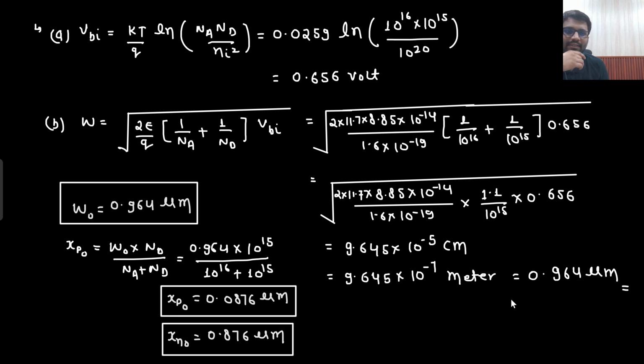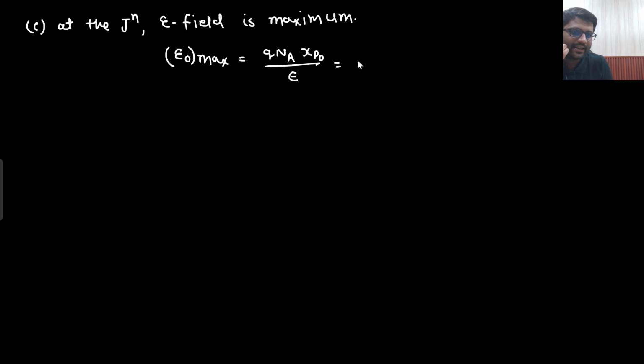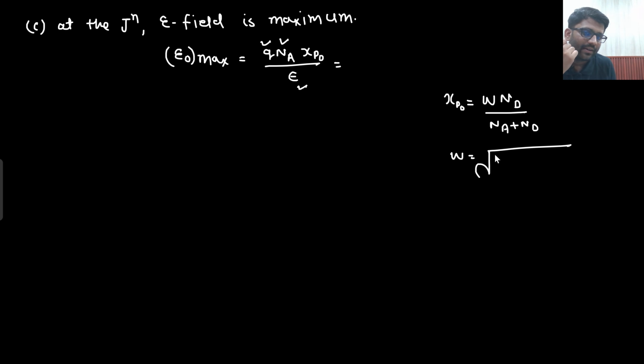Now if I have solved these two things, what else could click to me? I know the value of Q, I know the value of Na, I know the value of epsilon. For calculating the value of XP naught, what do I require? I require the depletion width, right? Because XP naught would be equal to depletion width into ND upon Na plus ND. And to get the depletion width, I require 2 epsilon by Q into 1 upon Na plus 1 upon ND, and here I require my V built-in.